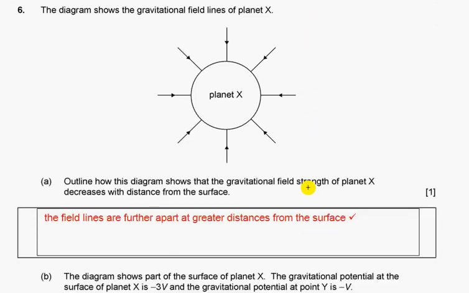The diagram shows the gravitational field lines of a planet. Outline how the diagram shows that the gravitational field strength of planet X decreases with distance. The field lines are farther apart at greater distance from the surface. So the concentration of lines here is greater, and here it is smaller.